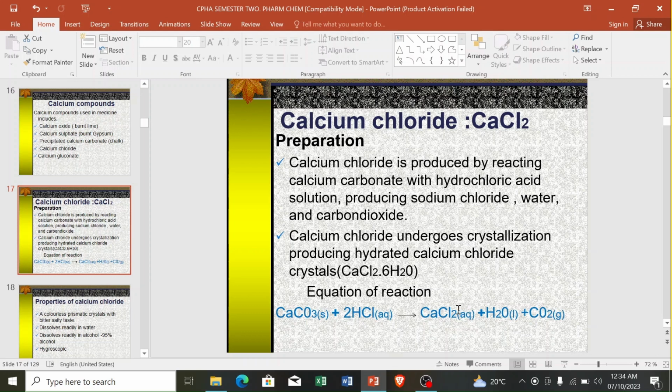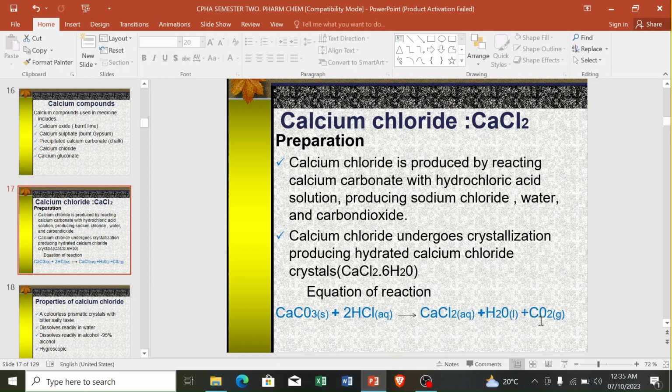So what you need to have in mind are the reagents we are going to have and which products are formed. The reagents we're having are calcium carbonate and then hydrochloric acid. So what are we forming? We are forming calcium chloride, water, and carbon dioxide gas. And we can also be asked to write the equation of reaction between calcium carbonate and hydrochloric acid. And then afterwards, we are asked to identify the gas evolved.